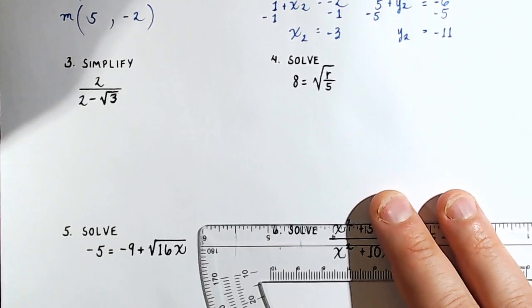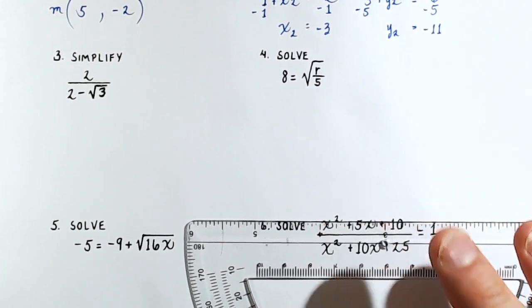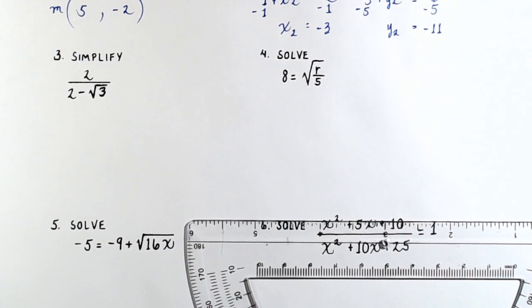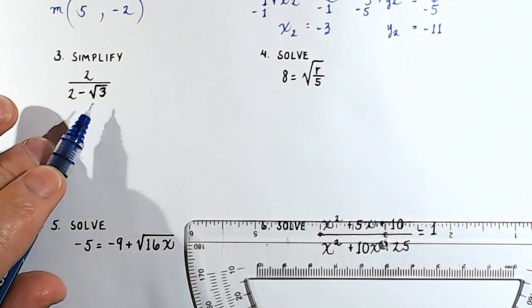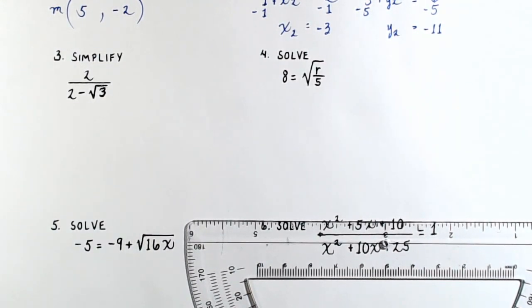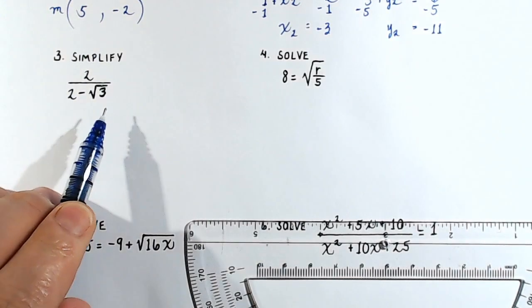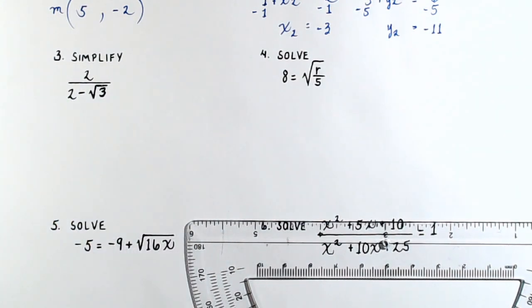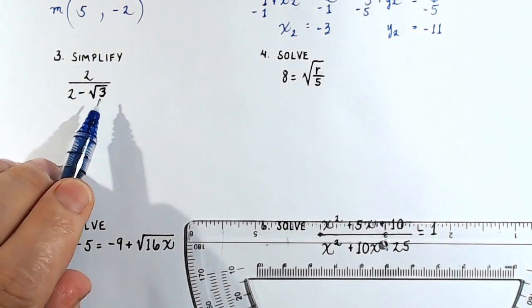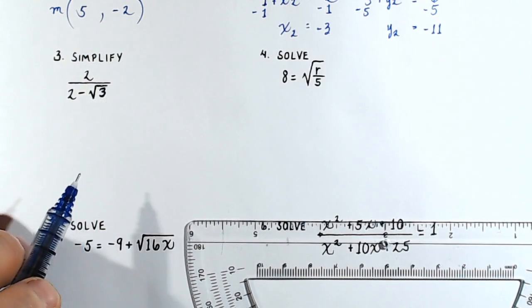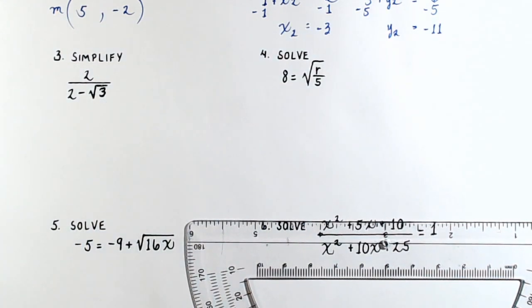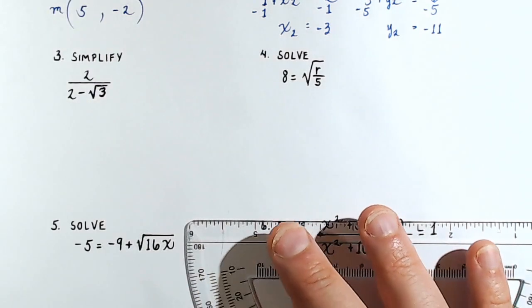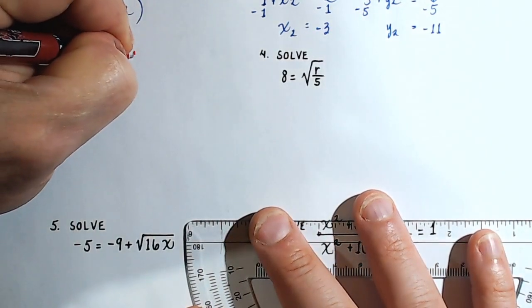Number 3, we're asked to simplify a rational expression with a square root in the denominator. What we have to do is rationalize the denominator. And what that means is we have to get rid of the square root in the denominator. The process that you use to accomplish this goal is called multiplying by the conjugate. I just want to write this word here. The conjugate.